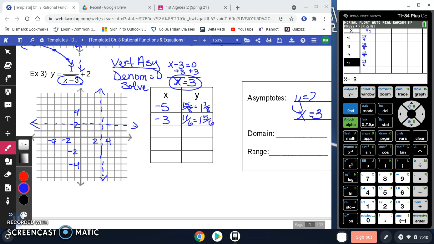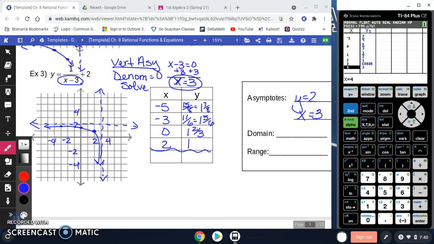Well, that's not much of a difference. Let's go down here a little bit. 0 is 5/3, so that's 1 2/3. 2 is 1. Okay, so 2 is 1, 0's 1 2/3, -3, 1 5/6. It's just really hugging that horizontal asymptote, and then it's going to come down.